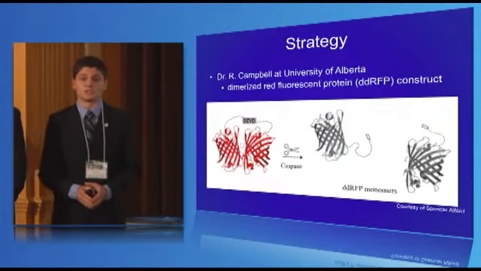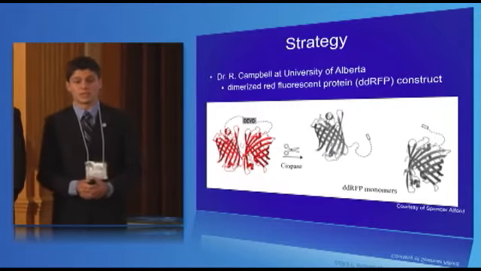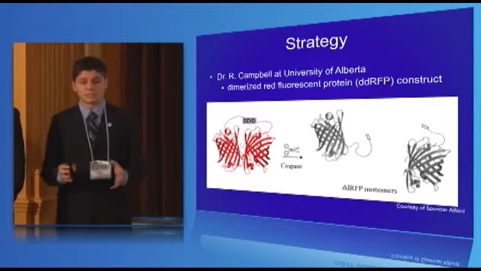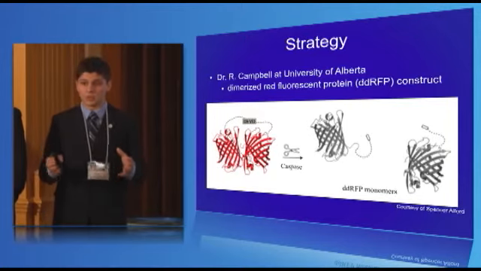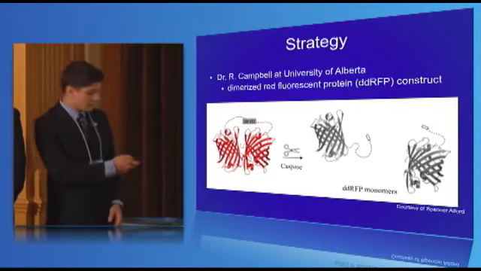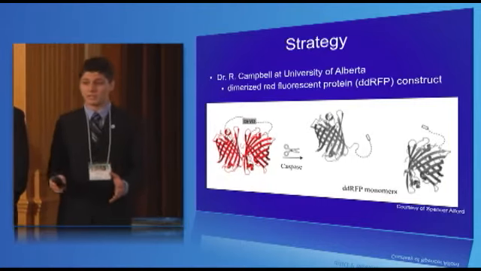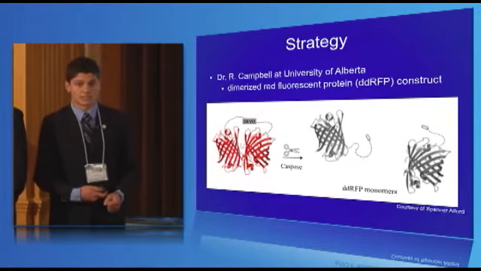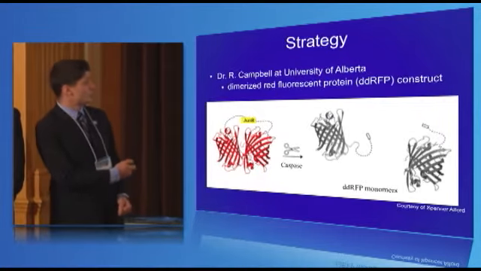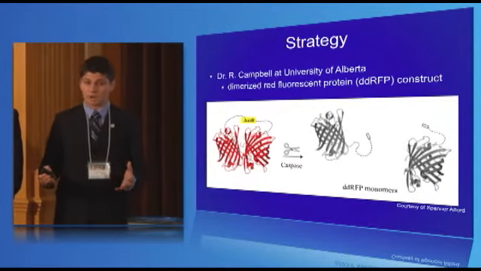So the basic strategy that we used for our project is a strategy previously created at the University of Alberta by Dr. Robert Campbell. So we adapted this strategy of using a dimerized red fluorescent protein that expresses a DEVD cleavage site and fluoresces red. What we basically did is we exchanged this DEVD cleavage site for our own Jun B cleavage site, which has been known to be able to be cleaved by caspases.